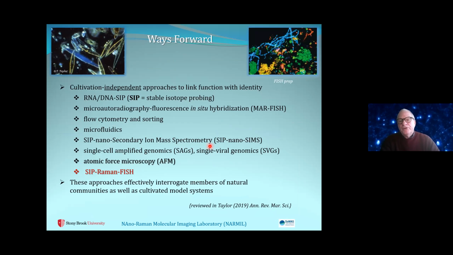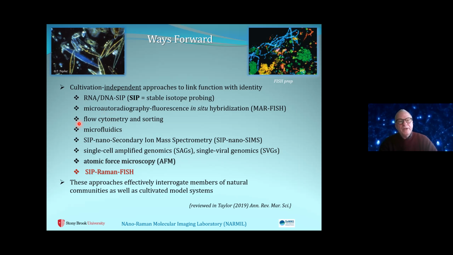Well, I'm sure you've heard time and again with many of the guest lecturers that cultivation independent approaches to link function and identity are really important. There are many practitioners of RNA, DNA SIP, stable isotope probing, which I assume you've heard about so far at some point. A rather old technique that has come in and out of fashion is MAR-FISH, microautoradiography fluorescence in situ hybridization, where we use radio tracers. I'm not going to go into the details of any of these.